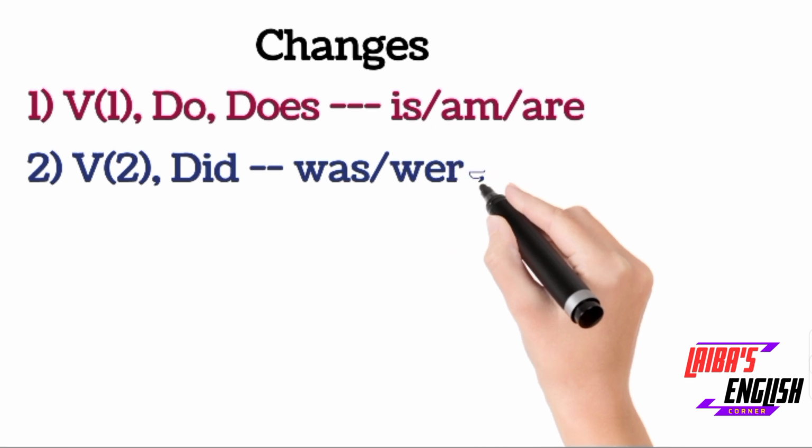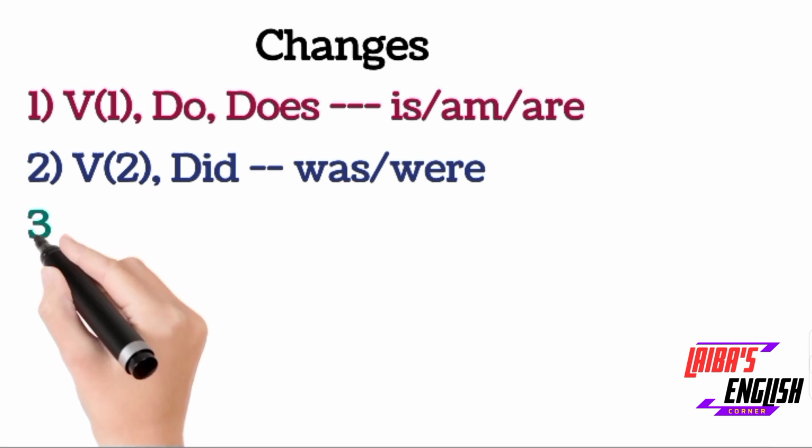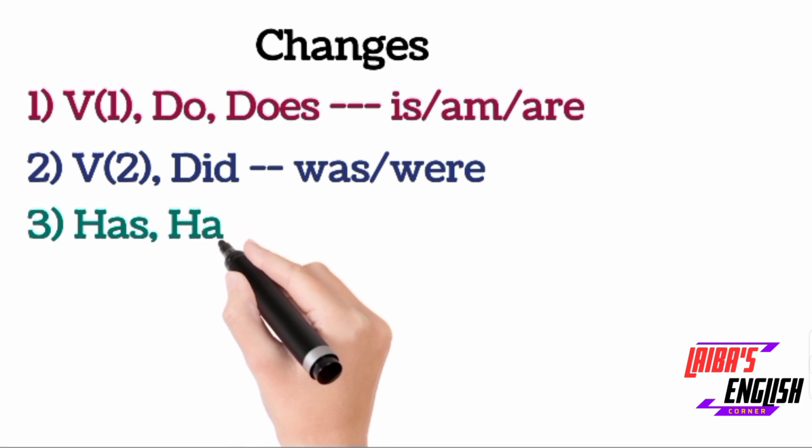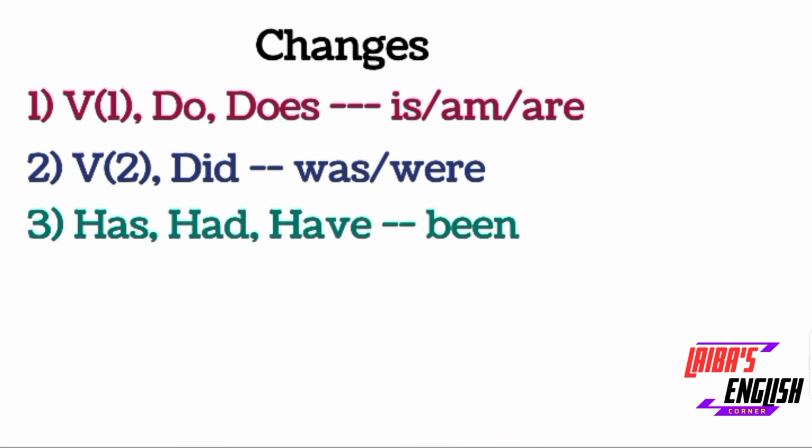Second is that whenever there is the second form of verb or did, we will use was and were. Third is that whenever in a sentence there is has, had or have, we will use it as has been, had been and have been.